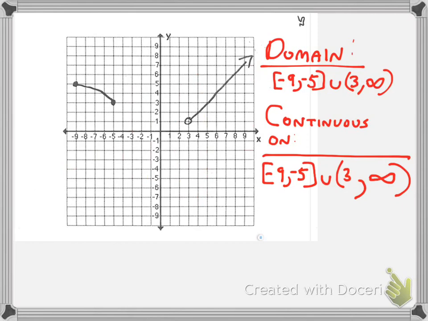This graph's domain has a lot of empty space in the middle. However, the graph is still continuous over its entire domain.